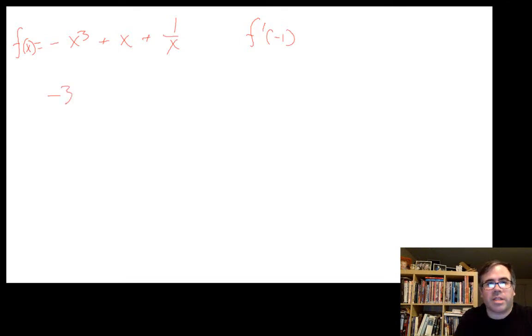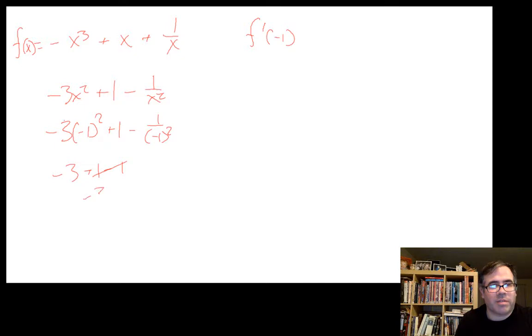It's negative 3x squared plus 1 minus 1 over x squared. And then you put in negative 1. So you get negative 3 times negative 1 squared plus 1 minus 1 over negative 1 squared. This becomes negative 3 plus 1 minus 1, or negative 3. Right? Take the derivative first. Do whatever you need later.